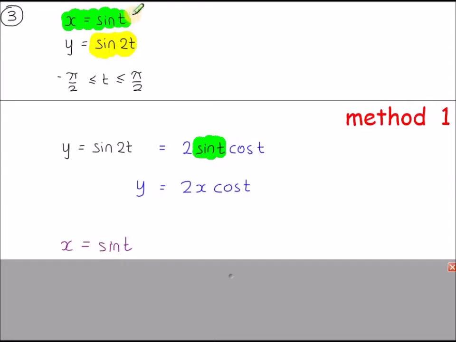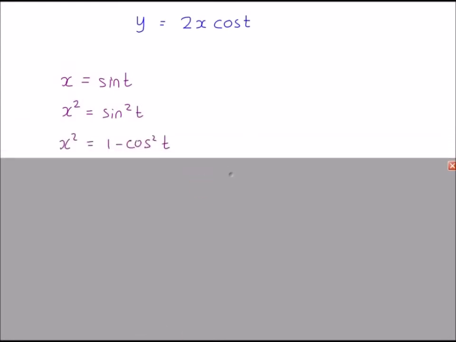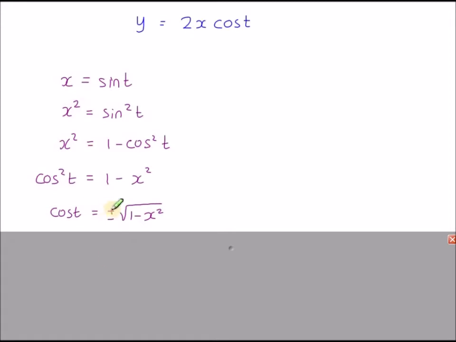We still need to eliminate this. So I'm going to start with this equation, x equals sine t, and square both sides, and sine squared is equal to 1 minus cos squared. Rearrange to make cos squared t the subject. Square root both sides, you get a plus or minus because we have an even power.